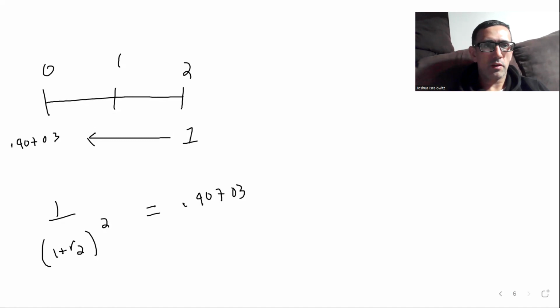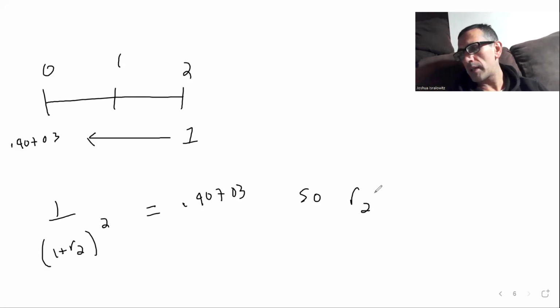0.90703, and let me just get this real quick. And it's 0.05, rounding. Sorry, R2. And the whole point is we need R2 and R3 to get I023 via our formula. So this is 0.05.